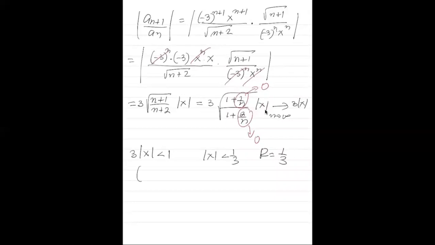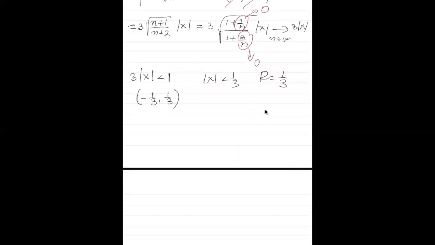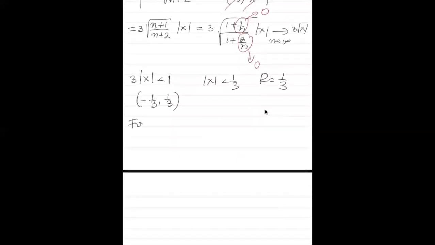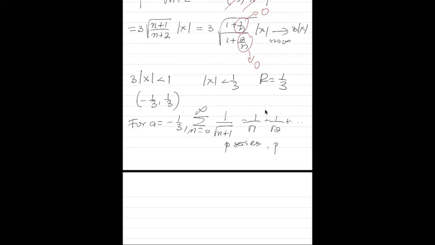The interval of convergence is negative 1/3 to 1/3. About the boundary points, we need to check each one separately. So for x equals negative 1/3, what is the series that we get? Substitute x with negative 1/3, and you get the sum of 1 over square root of n plus 1, n from 0 to infinity. You can expand it so you can see the behavior. This is a p-series with p equals 1/2, less than 1, so it's divergent.